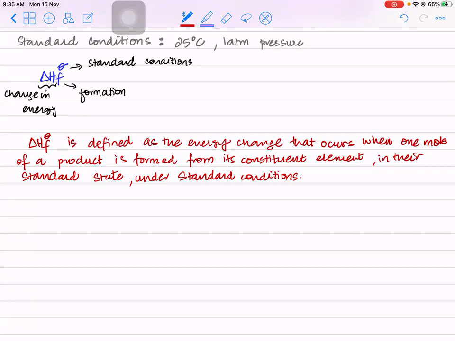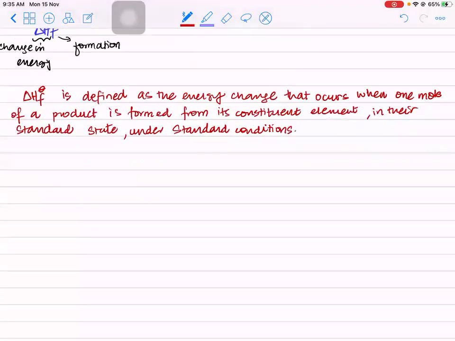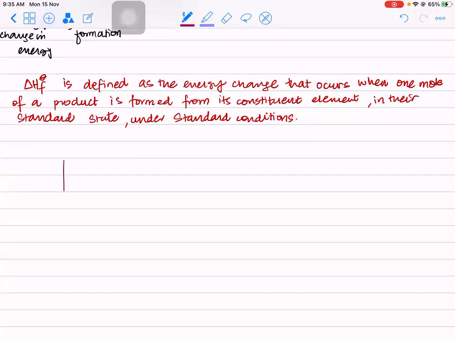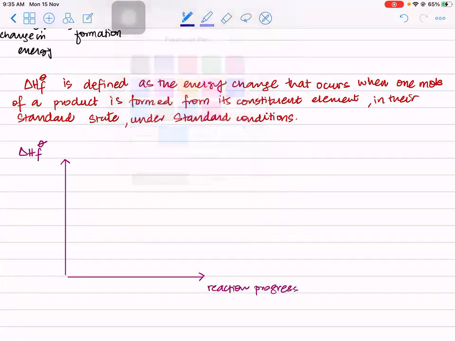Now let me explain to you. Before I move on to explaining what enthalpy change of formation is, let's take decomposition of calcium carbonate. So over here on the y-axis, we will have what? Enthalpy change of formation. And right here, we will have what? Reaction progress. So I'm taking this reaction right here, which is calcium carbonate decomposing into calcium oxide plus carbon dioxide.